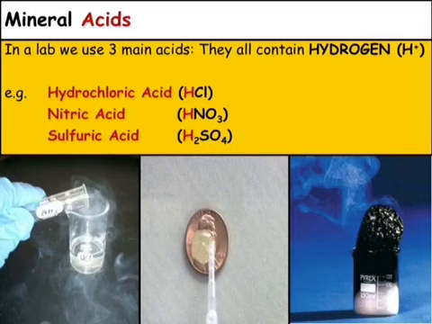In the lab, we use three main acids. All of them contain this hydrogen H+ ion. These are hydrochloric acid, HCl, nitric acid, HNO3, and sulfuric acid, H2SO4. For those of you taking triple science, you will also come across carboxylic acids in the triple part of the organic chemistry unit. The most common of the organic acids, the carboxylic acids, is ethanoic acid, which is better known as vinegar.